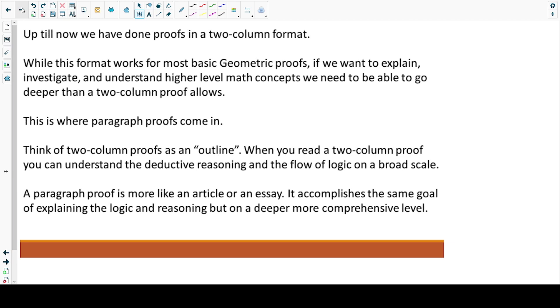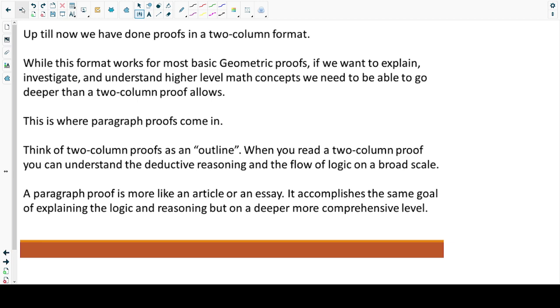So to tell the difference, think of two-column proofs as sort of an outline. Let's say you wanted to do a report on a current event or whatever. You would research that current event, and then you would outline what you want to say, and then you take that outline and make it into your piece of work, or your article, your essay, whatever you're going to make it into. A book if you're going to write a book about it. So the two-column proof is kind of like the outline part, right?